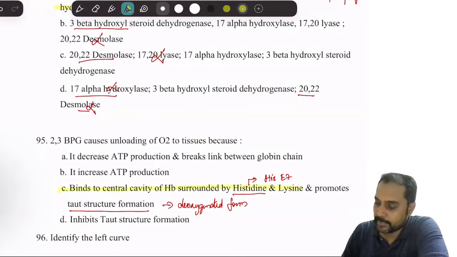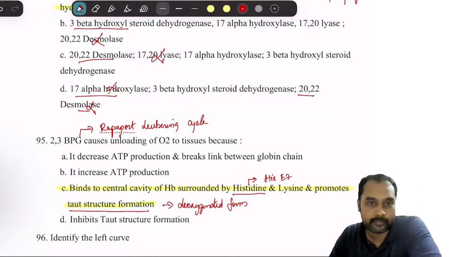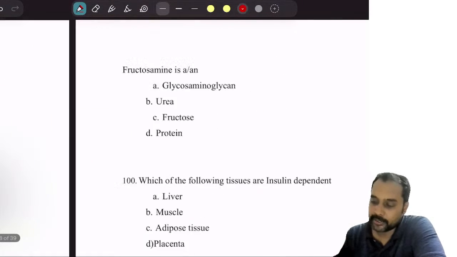So this will be the role of 2,3-BPG. The other point is, where is 2,3-BPG formed from? It is formed from the Rapoport-Luebering cycle. Is that clear? Fine. Now next question.